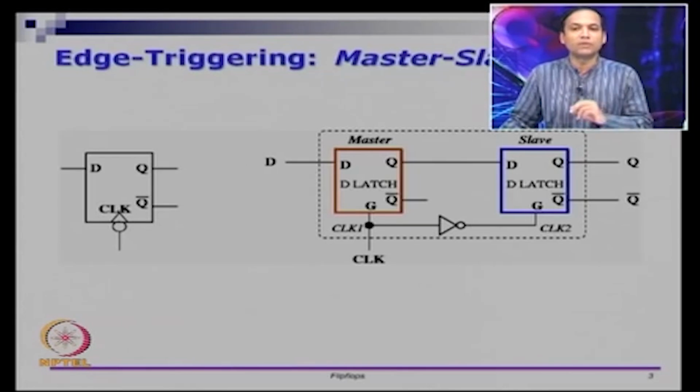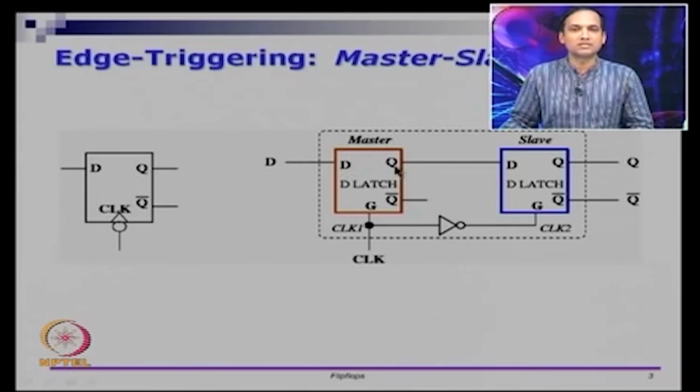A D flip flop is going to have two latches connected back to back. So you have something called a master latch, which is in red, and you have another latch called the slave latch, which is in blue. These are your basic D latches. So we take two of the D latches, put them back to back, and we take the external input D connected to the master's D input.